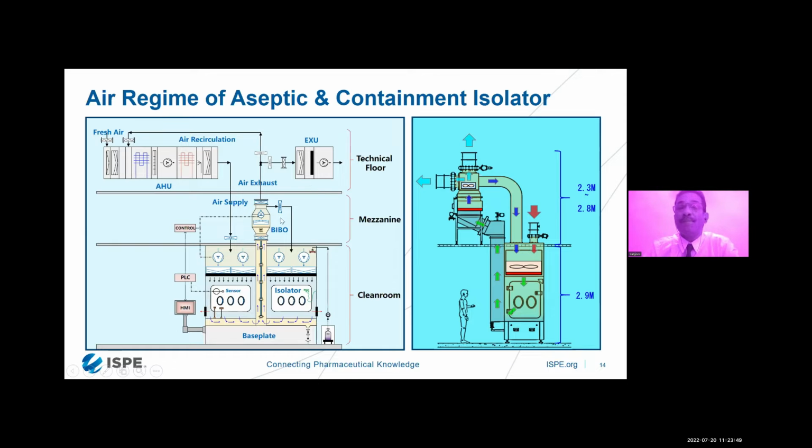So there will be one BIBO H13 or H14 filter, which is an absolute 0.3 micron filter, in the BIBO. And there will be one more police filter in case there is some integrity failure with this filter. There is another H13 or H14 filter installed in the exhaust. So you have an assurance that the air which is exhausted out will not contain any potent material.